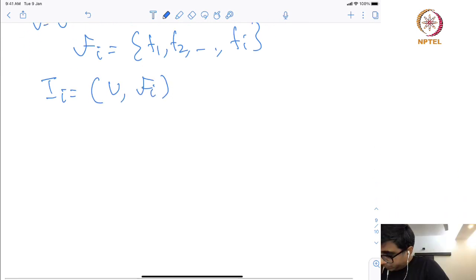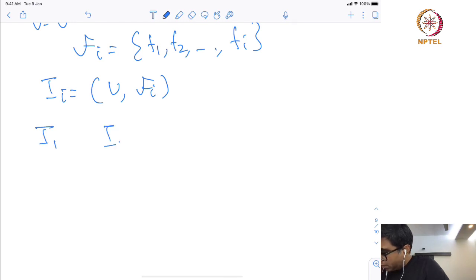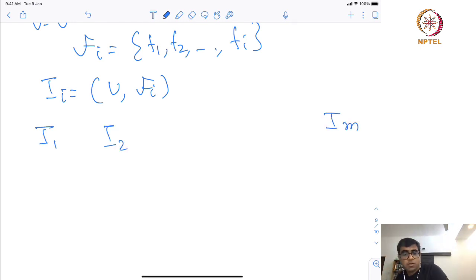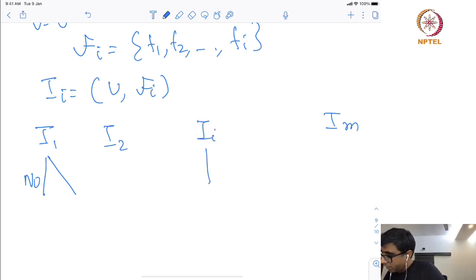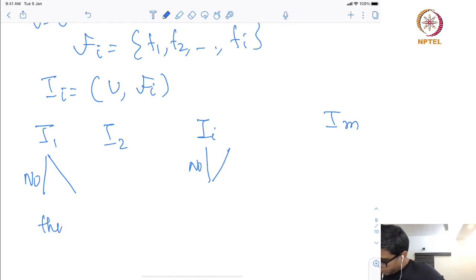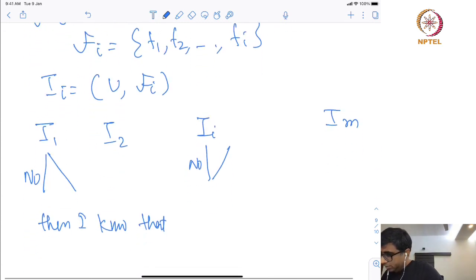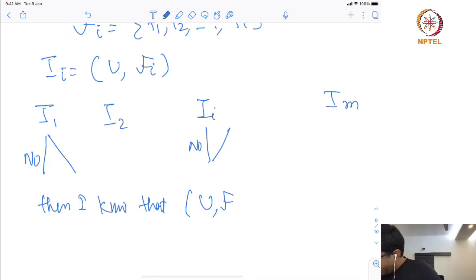So I will run I1, I2, up to Im. This is how I am going to run my compression algorithm. Notice that if it says no at any point of time, what do I know? If it says no, then I know that U comma F comma K is a no instance.